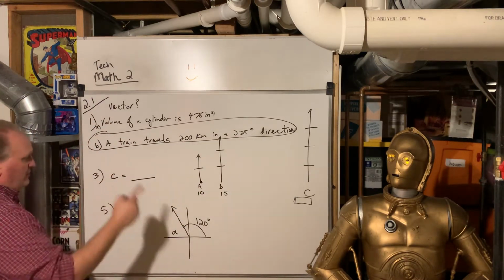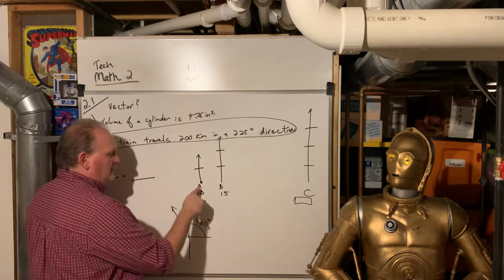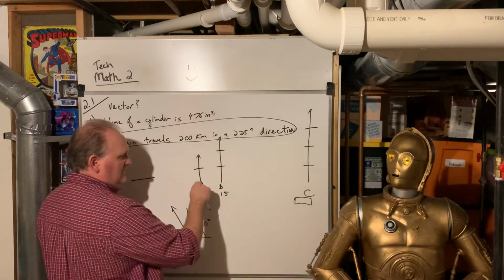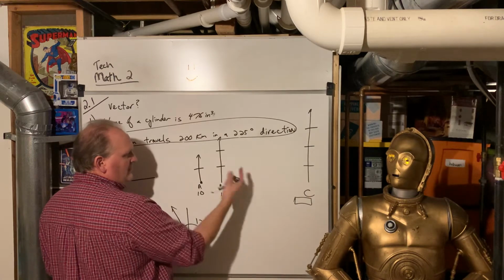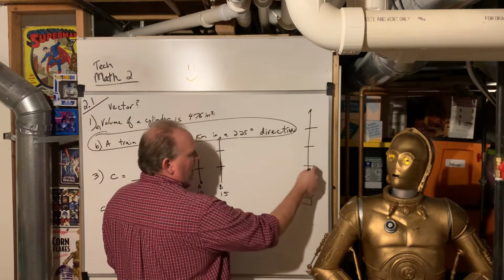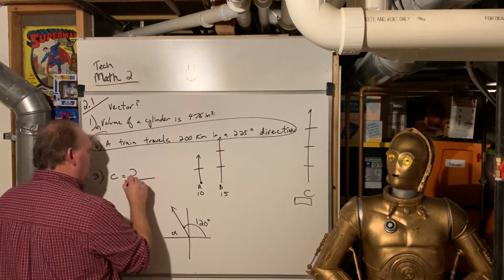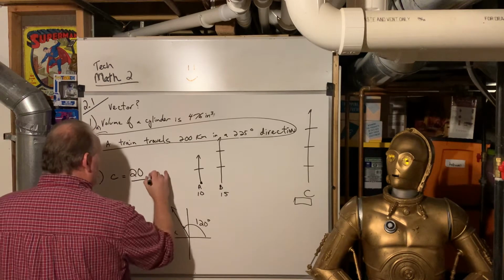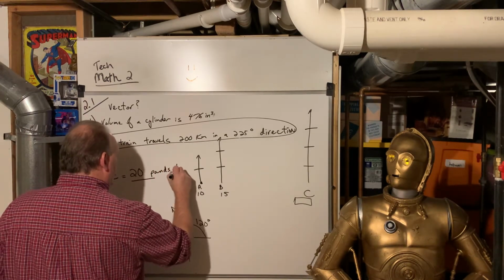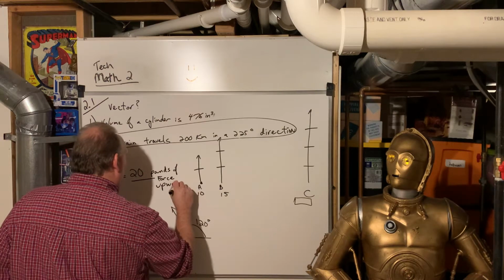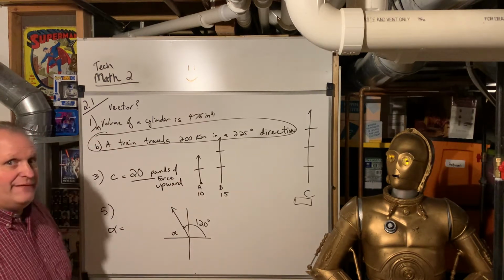So look at number three on the next page. They have vector A is 10, vector B is 15. It's got just two hack marks there. So each little hack mark looks like it's 5. 5, 10, 15, and 5, 10. And then they want to know what C is. So 5, 10, 15, 20. It would be 20, and it would be in the direction of upward. So 20, do they have pounds? Pounds of force upward. So it has to have a direction, okay, to be a vector.